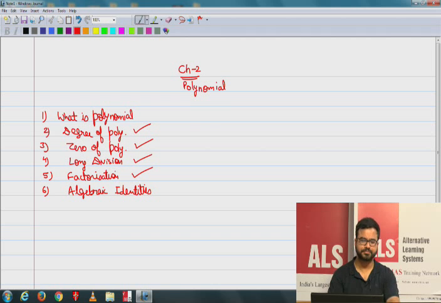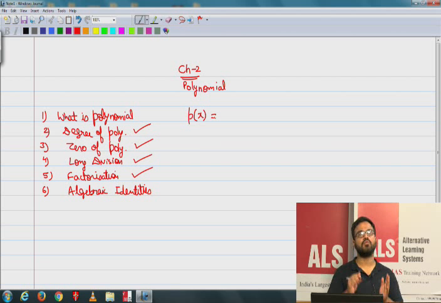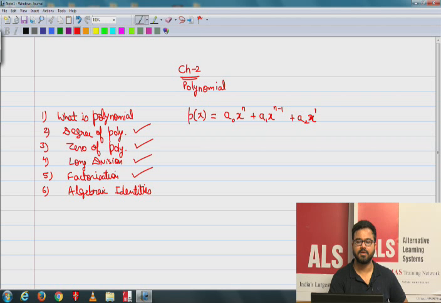Okay. So first, the polynomial. The polynomial is denoted by p(x), and it is a collection of n number of terms separated by plus or minus signs. That is called a polynomial. In general, the polynomial is denoted by a0 x^n plus a1 x^(n-1) plus a2 x^(n-2), and so on, and in the last it will go to an x to the power 0.